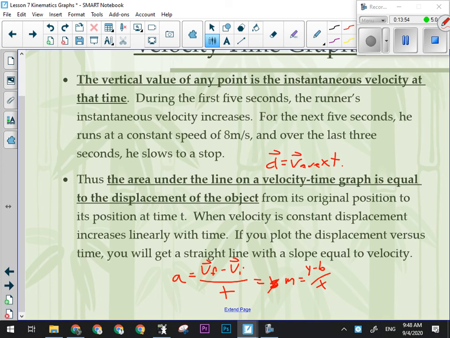All right, questions on any of that velocity versus time stuff? Okay, because hopefully that's reviewed.